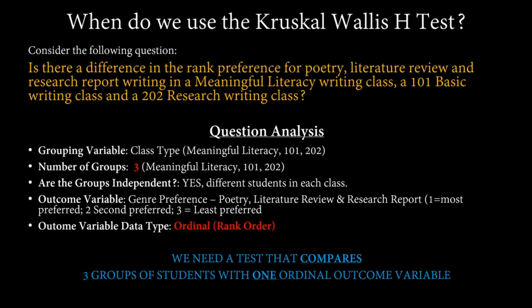What's my outcome variable? Well, it's a genre preference. It's a rank order. Poetry, literature review, and research report are being compared. 1 equals the most preferred writing genre, 2 equals the second preferred writing genre, and 3 equals the least preferred writing genre. The outcome variable, what data type is it? Well, it's an ordinal rank order data type preference comparing the three genres. So what do we need? We need a test that compares three groups of students with one ordinal outcome variable.